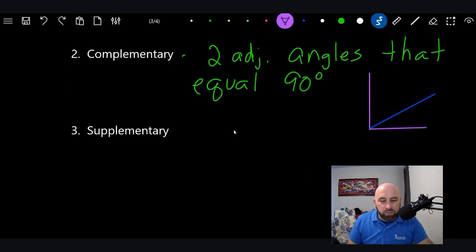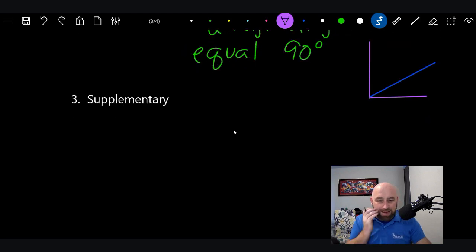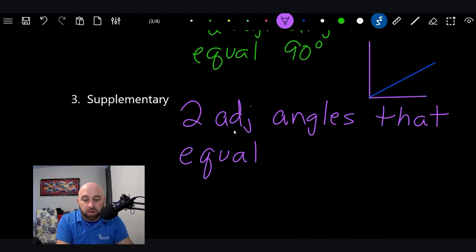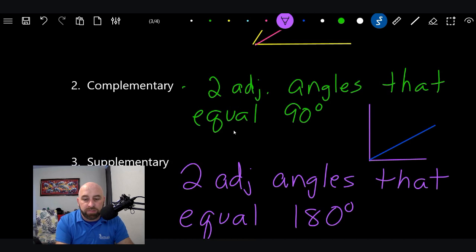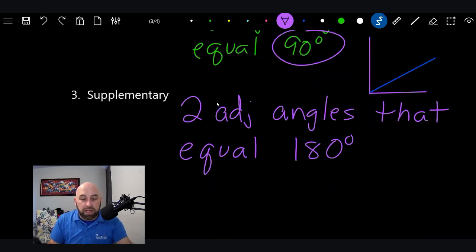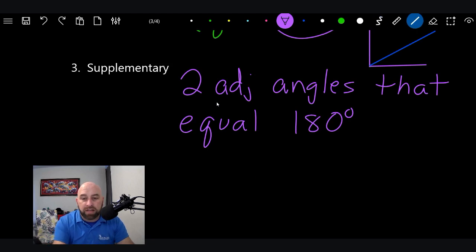All right, the last one is the supplementary angle. What does that mean? Well, the supplementary angle is two adjacent angles that equal 180 degrees. So now in supplementary, and it's different than complementary. Complementary, everything's the same. Two adjacent angles that equal, look, the difference is 90 and 180. So the complementary is a right angle, and the supplementary then is a straight angle.